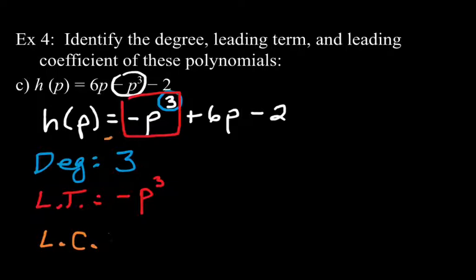And the leading coefficient, it's a little bit trickier this time. We just see a negative sign, but you have to remember what number is always in front of there. If we don't see anything, it's going to be a negative 1. So that's our leading coefficient, our leading term, and our degree. So pretty easy to identify those, especially if you put the polynomials in standard form.